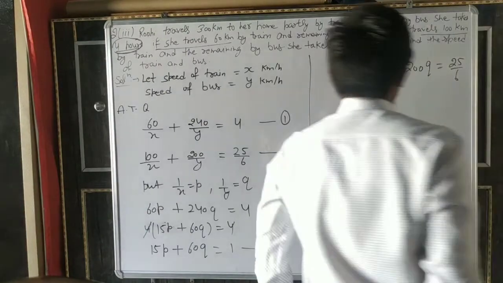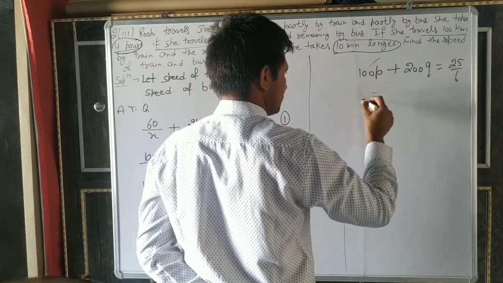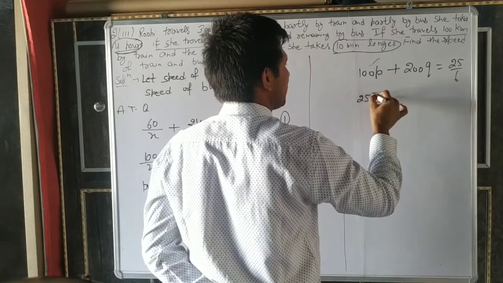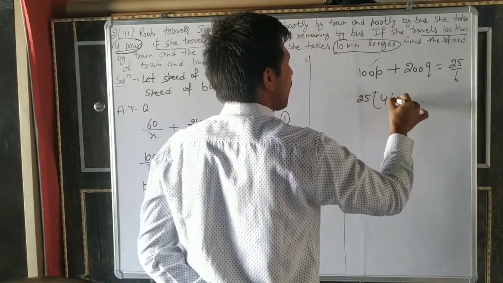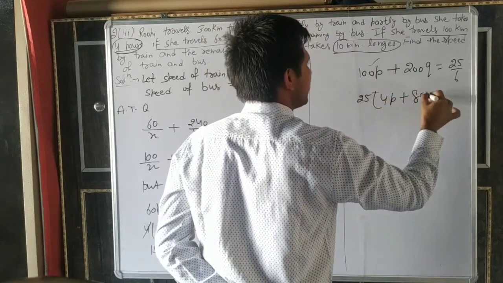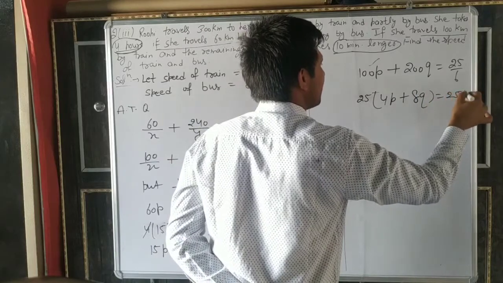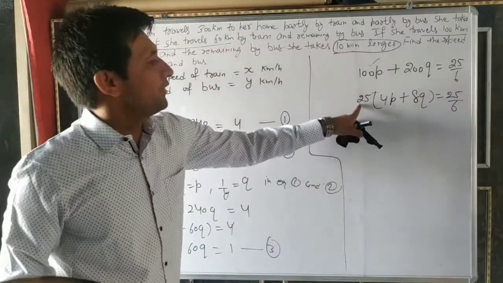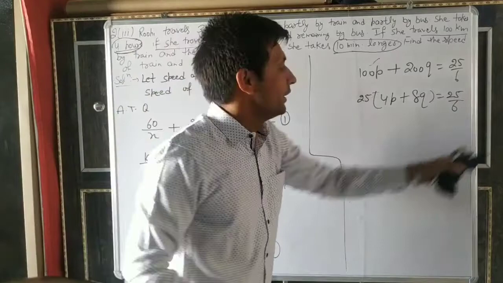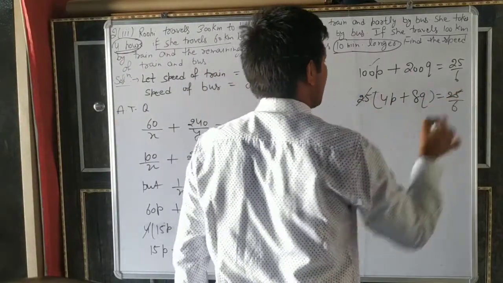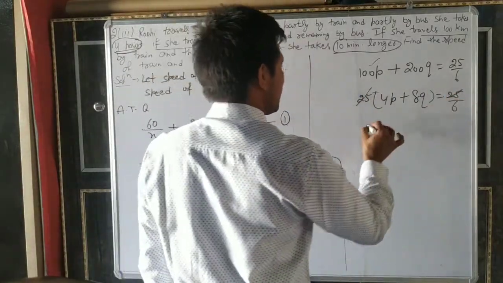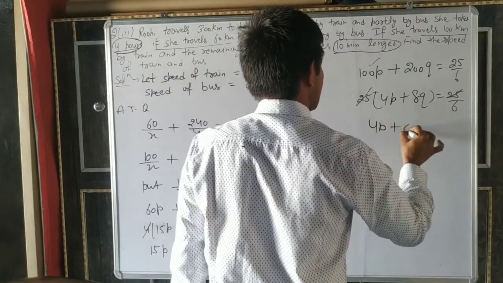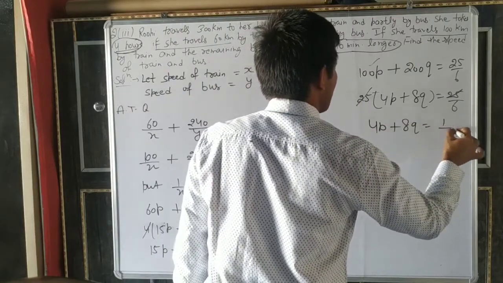It is 100p plus 200q equal to 25 by 6. Again we will take common. What is common? 25. What remains? 4p plus 8q equal to 25 by 6. 25 is here, multiply on the other side, divide. So 25 cancels 25. So you can write 4p plus 8q equal to 1 upon 6.